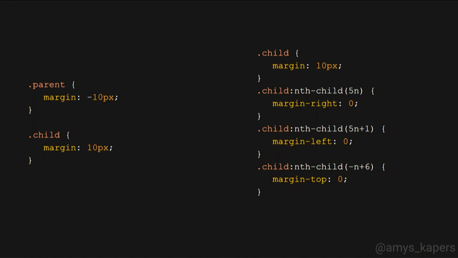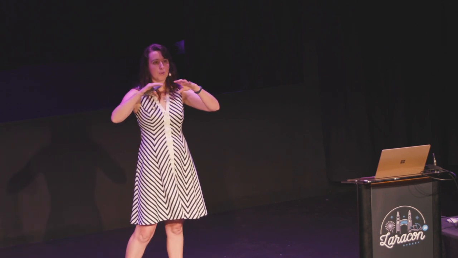You know the issue with Flexbox where you had to do negative margins on a parent element, or you had to do these lovely nth child recipes to go, well, for every fifth one, you should remove the margin on the right, and for the first five, you should remove the margin on the top, and for the last five, you should remove the margin on the bottom. Or grid gap just knows to put the gap between each of the grid items like this.